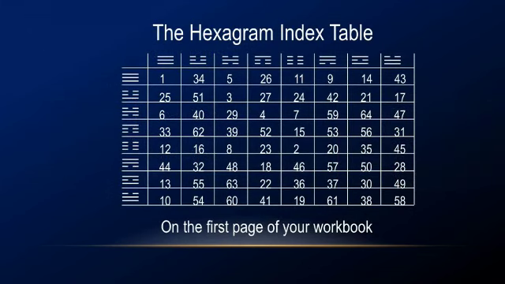You're going to make use of what's called the hexagram index table. And you can see this on the first page of your workbook. You should have already printed out your workbook. And if you look at the first page, you're going to see something that looks like this. And this is the hexagram index table.